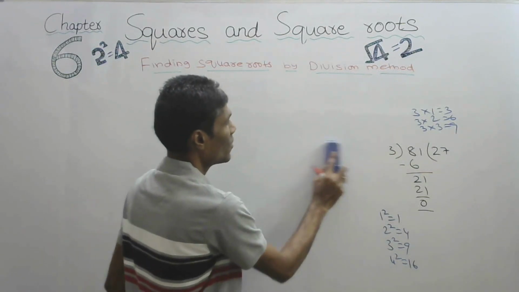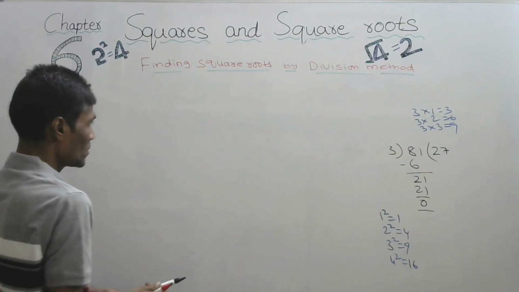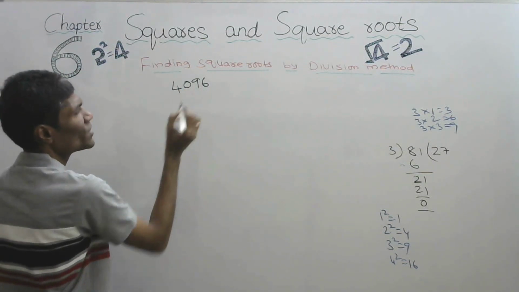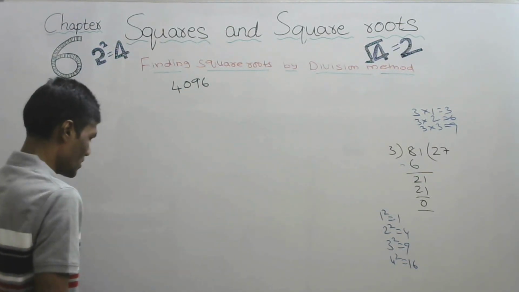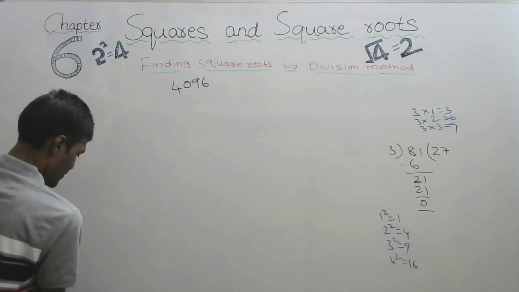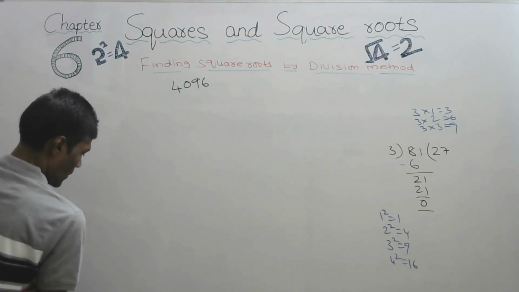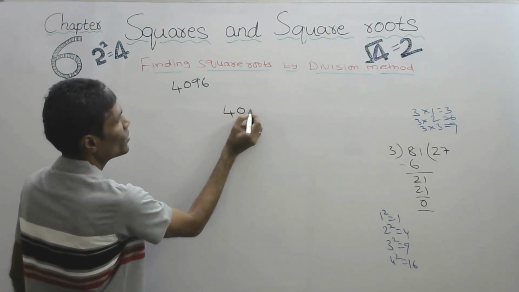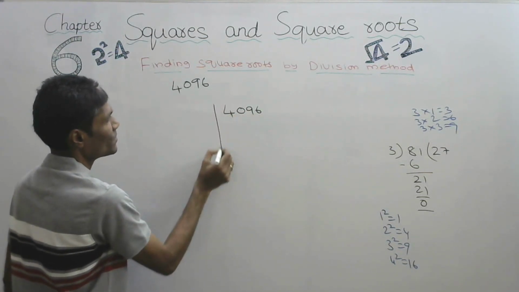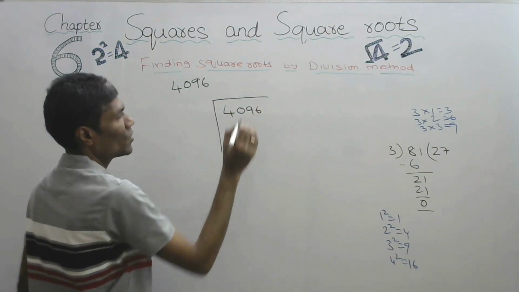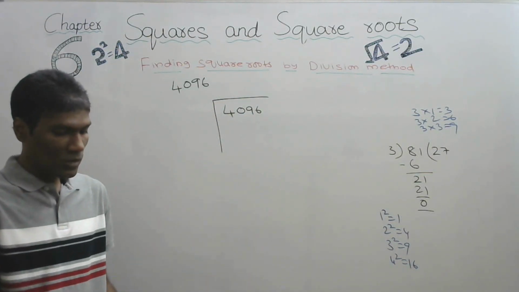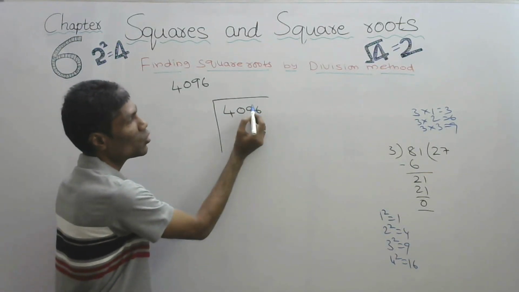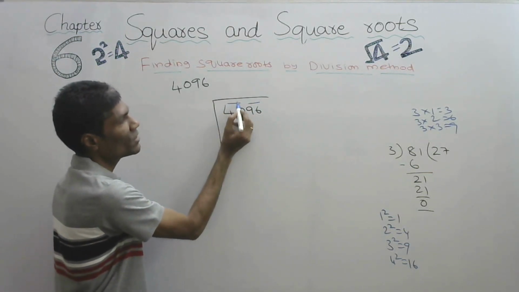Say 4096, a little bit bigger number. 40 and 96. So what is the first step we are going to do? Pair it up from the right side, two numbers at a time. Two numbers.